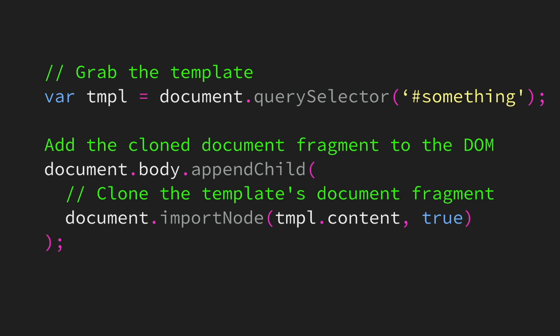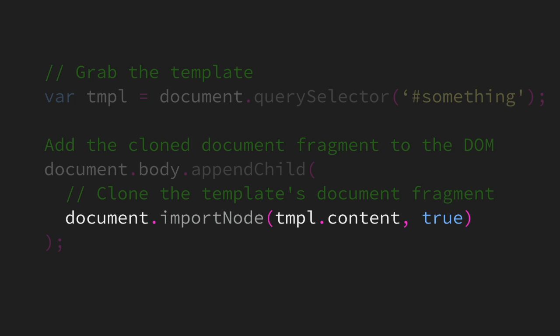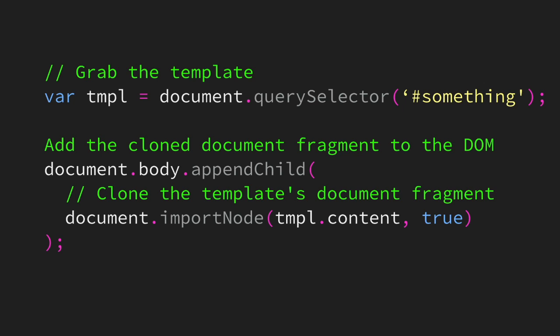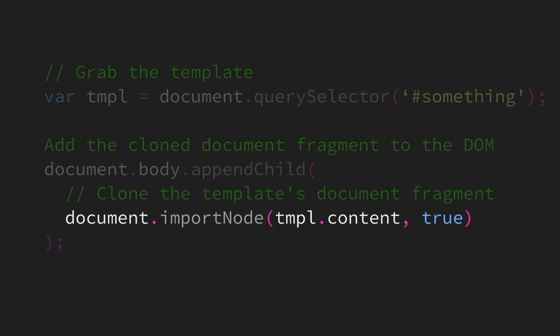The way you use a template is you first grab a reference to it via document.querySelector, and then you pass the content attribute from that template into a function called document.importNode. You can see that in this case, we're going to just append whatever document.importNode returns to the body. And what this will do is it'll copy the contents of the template into the body directly, at which point this is no longer inert HTML.